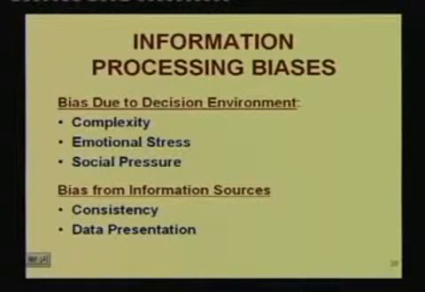Then there are various biases due to the decision environment, and some of them are complexity, emotional stress, and social pressure. They actually lead to information biases taking place, and then information biases may come in from information sources, like consistency, data presentation, and so on. So we stop here today. The other kinds of information processing and other biases, we will continue this discussion in our next lecture.